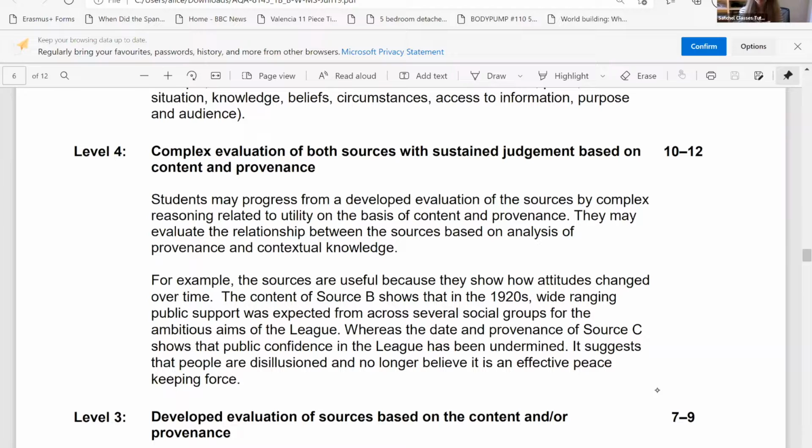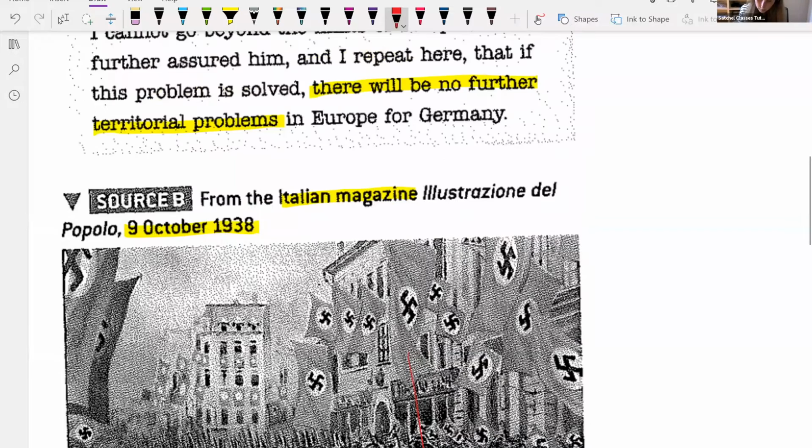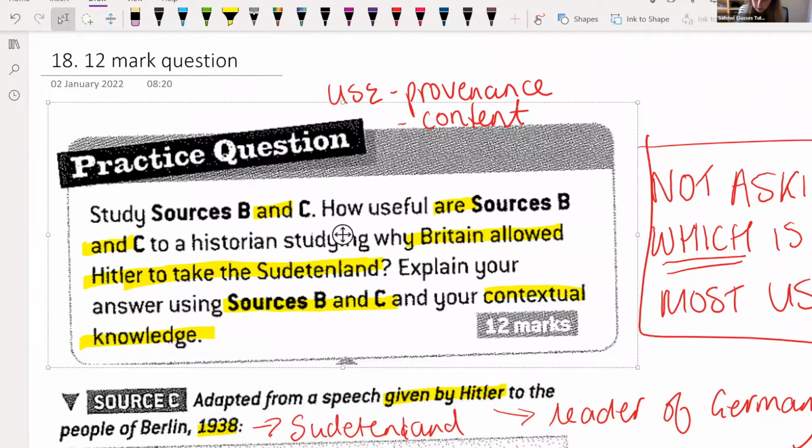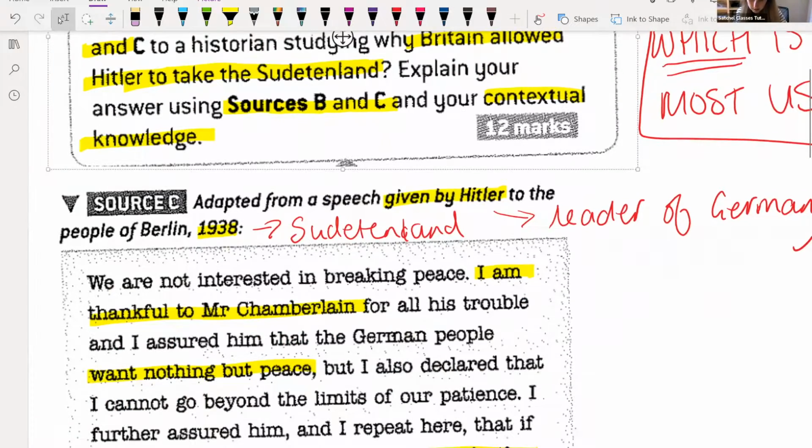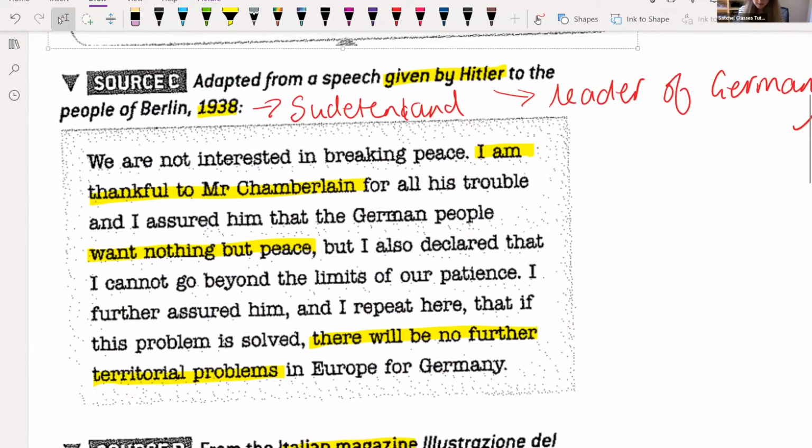What is important here, like I've said, I'm just going to go back to our question. What is important here is that you do answer the question. So you're looking at the sources and all you are answering is why Britain allowed Hitler to take the Sudetenland. So in this one, you need to read it and think, right, how is this showing me why Hitler was allowed to take the Sudetenland?